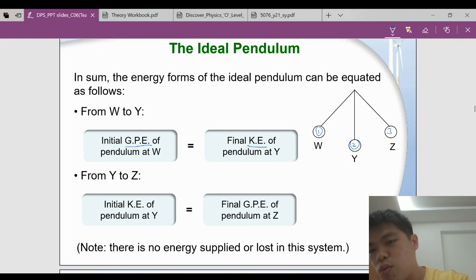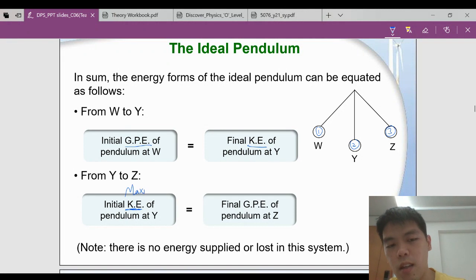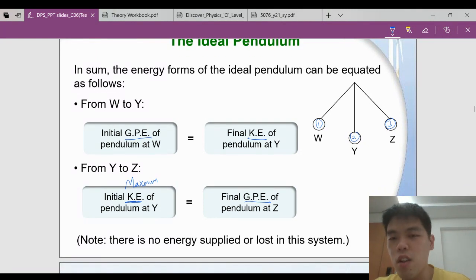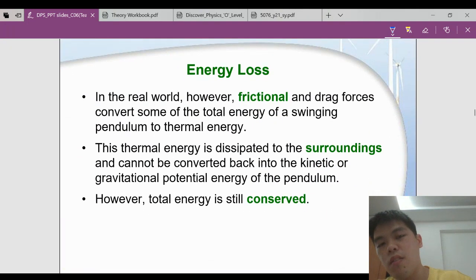Now from Y to Z, what happens here is from Y, it has only KE. Remember, it has maximum KE at Y. And then it goes back up here where it's not moving again, and then it has GPE only. No energy is lost or supplied in the system. It keeps changing from GPE to KE, KE to GPE, and it keeps swinging and swinging non-stop, and it will never stop.